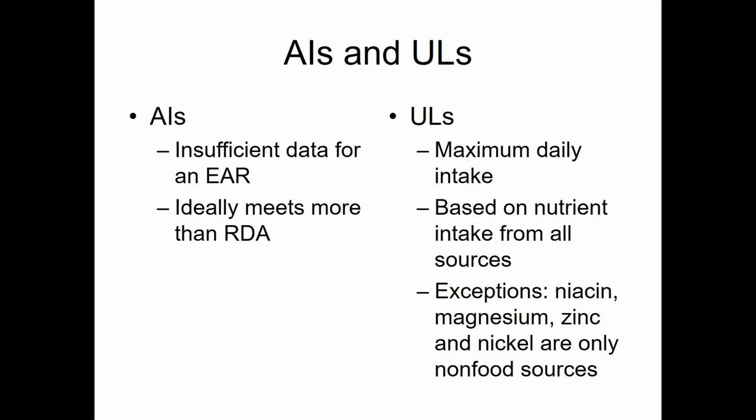AIs are adequate intakes. These are a little different because they are set for nutrients without good biomarkers. These are things that we know promote health and in what amounts, but there's no single direct measurement for their effect in the body, like fiber or omega-3 fatty acids. ULs are upper levels. These are set for nutrients that could harm a person when taken in excess.